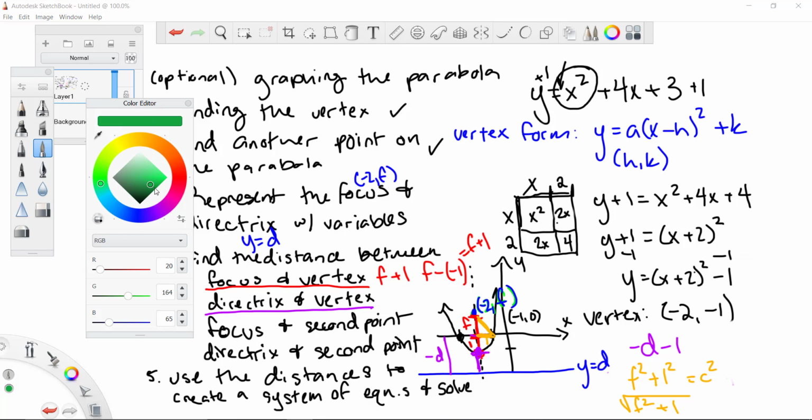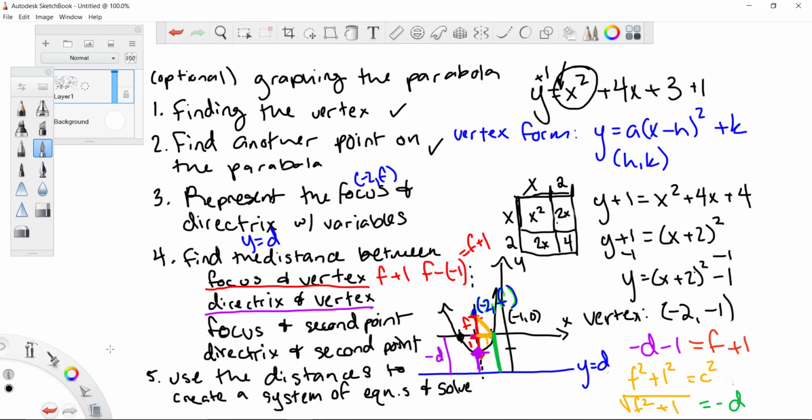And then this distance here is just -d. We already found that. So we have now two equations, from distances to the vertex and from distances to the other point. From here, we have a system and we can solve that system of equations.